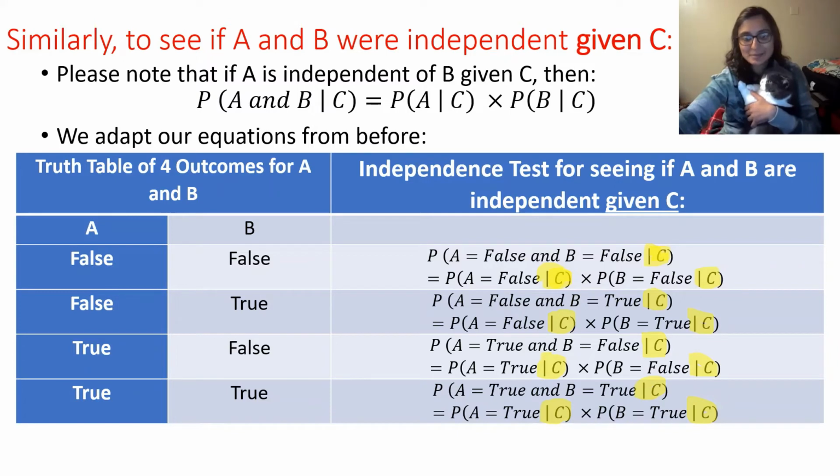Similarly, if we want to see if A and B are independent given C, then if you remember from before, the same equation holds, except that we have the given C. We just have to tack on this given C part to each probability, and all the corresponding probabilities are the same, except that we're tacking on the given C. Like that's all that's happening. So it's an independence test for seeing if A and B are independent given C.